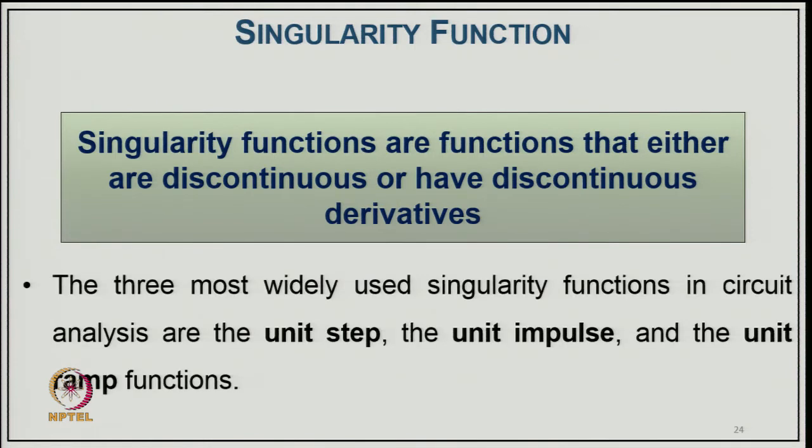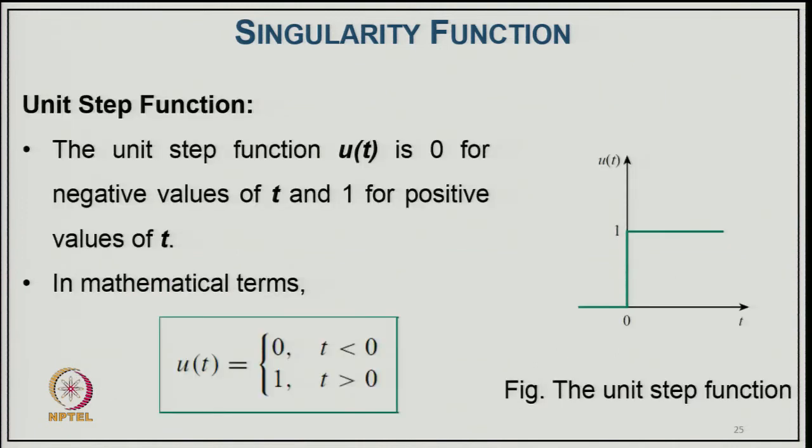The three most widely used singularity functions in circuit analysis are the unit step, the unit impulse and the unit ramp functions. Starting with the unit step function, it is 0 for negative values of time and 1 for positive values of time, as you can see here in the figure of the unit step function.